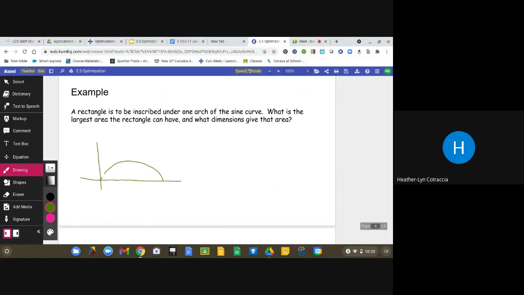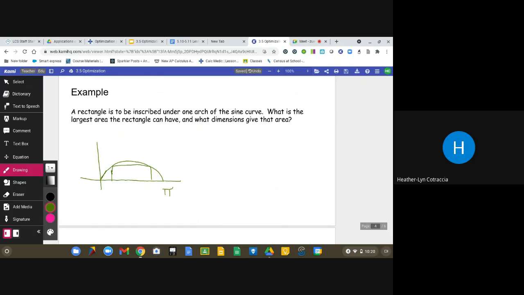There's my sine curve. Sine starts at the origin, goes up, and the second time sine would be 0 is at pi. And I'm going to inscribe a rectangle, and it will be pretty symmetrical. It's under one arch of the sine curve, and we want the largest area that the rectangle can have.